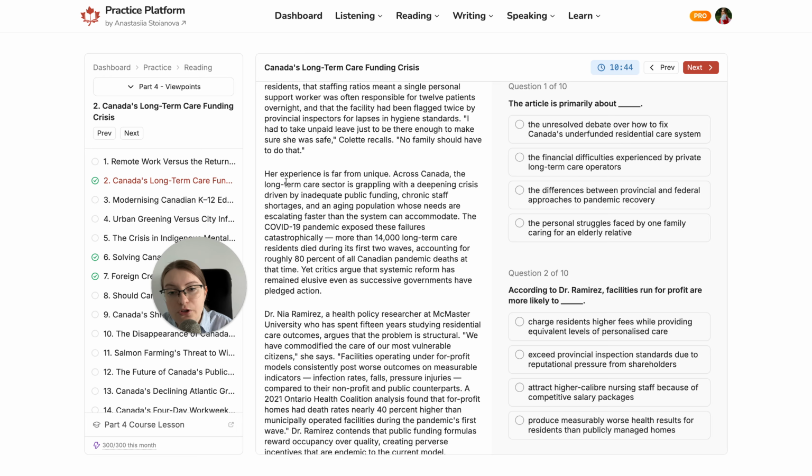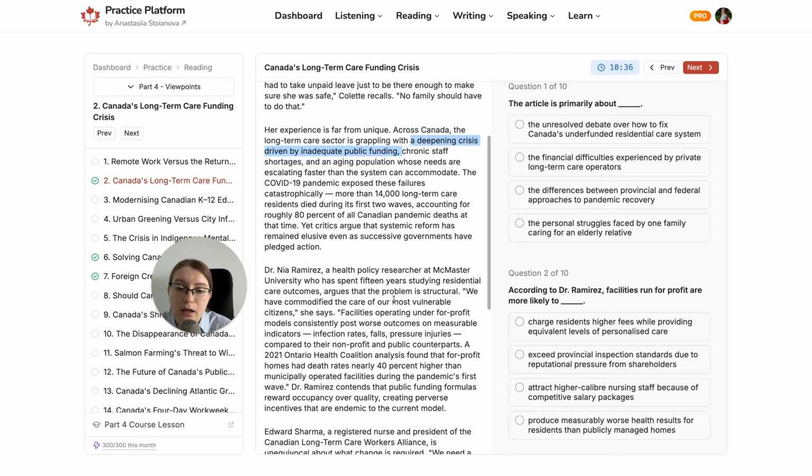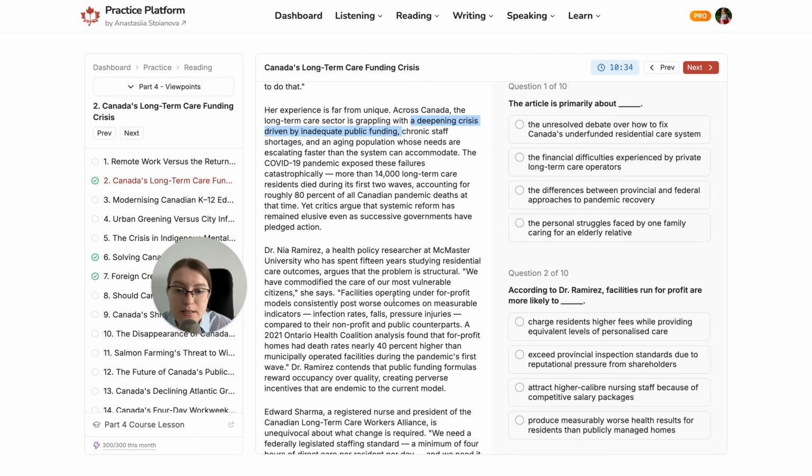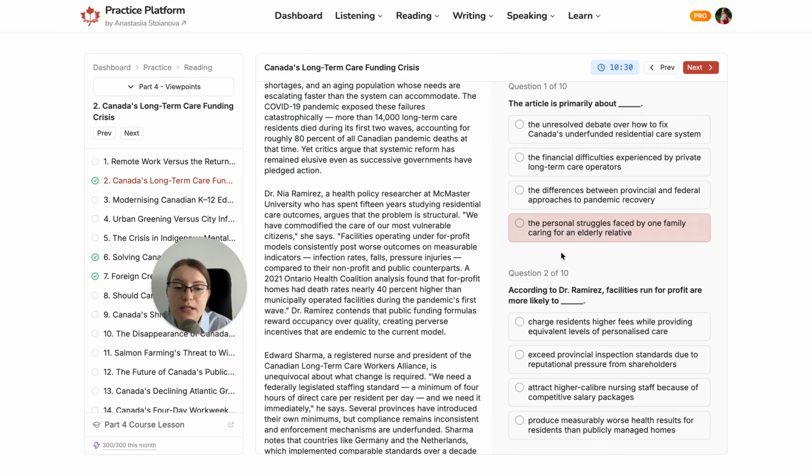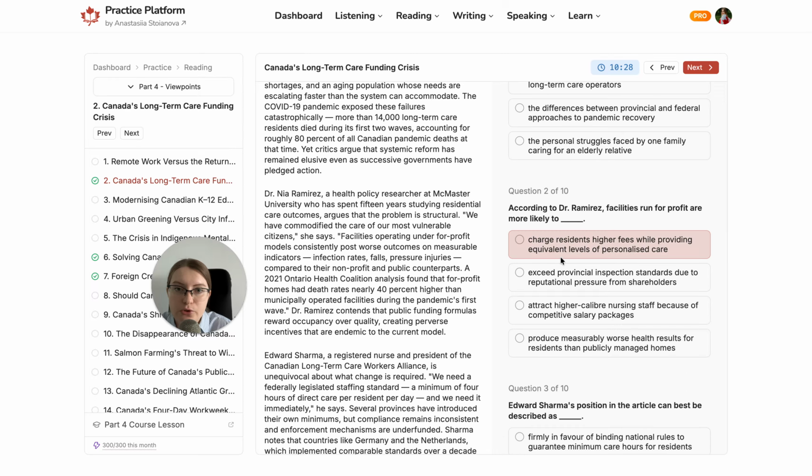So in the long-term care sector, there is a crisis driven by inadequate public funding, and a lot of people will be against and in favor of implementing some changes. And we see the next question, so we never lose time during this test. It asks about Dr. Ramirez. And according to Dr. Ramirez, facilities run for profit are more likely to do what?